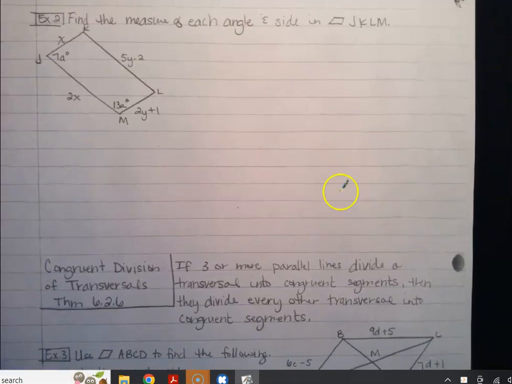All right, so this one: find the measure of each angle and side in parallelogram JKLM. Okay, so what do you know since it's a parallelogram? What's congruent? They're parallel. The sides are parallel. Okay, what else do you know? You said something about congruent. What's congruent? Opposite angles. Opposite angles are congruent.